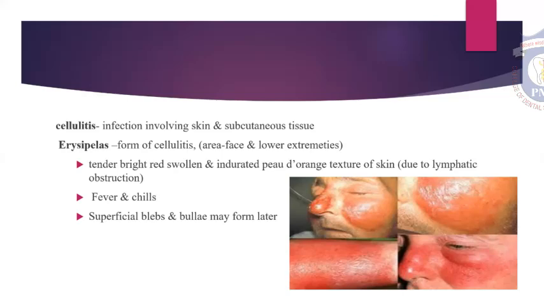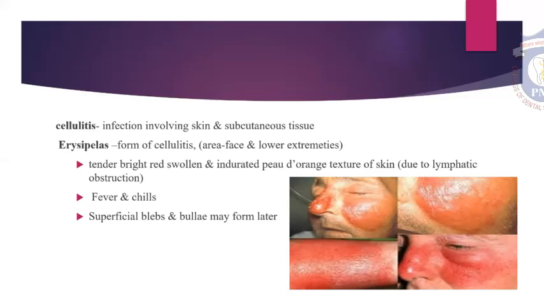Tender, bright red, swollen, and indurated, with a peau d'orange texture of skin that occurs due to lymphatic obstruction. Fever and chills are there. Then superficial blebs and bullae may form later. So these are the skin and soft tissue infections, that is impetigo, cellulitis, erysipelas.